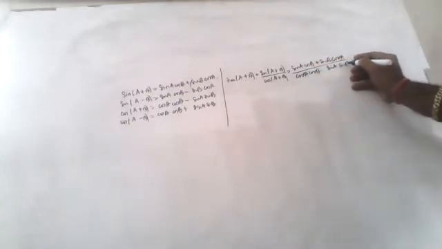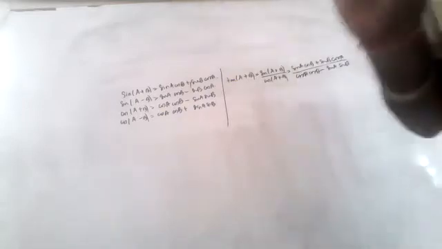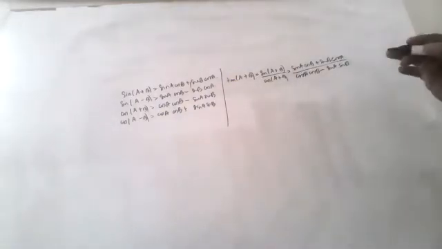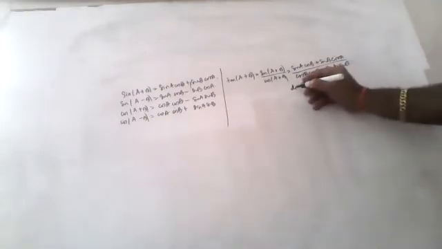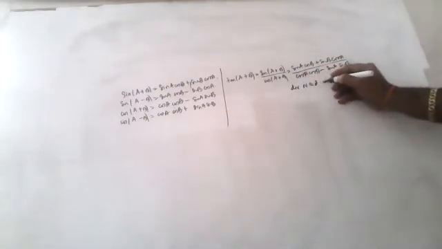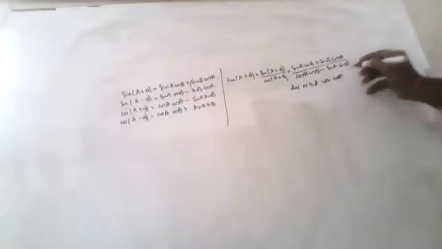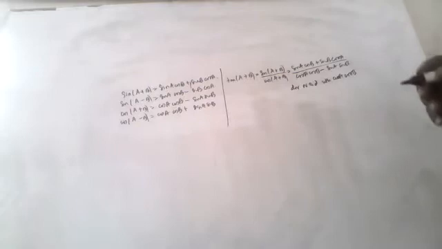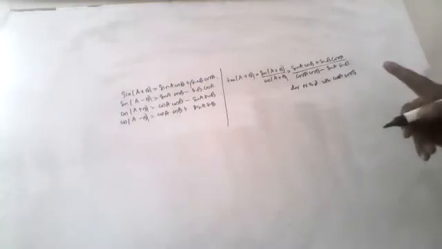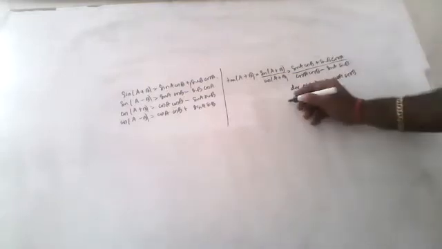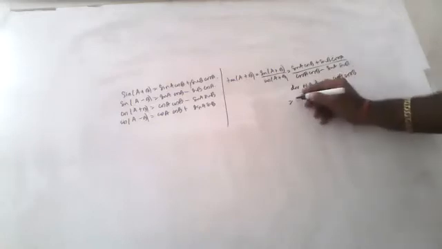Children, I want the answer in tan. I want the answer in tan, children. So what will I do? I will divide numerator and denominator with cos A cos B, children. So that the answer will come in tan, children. See here, everything you divide with cos A cos B.